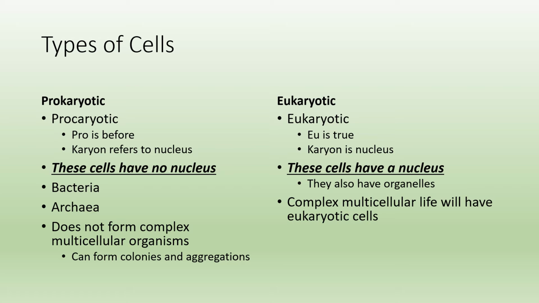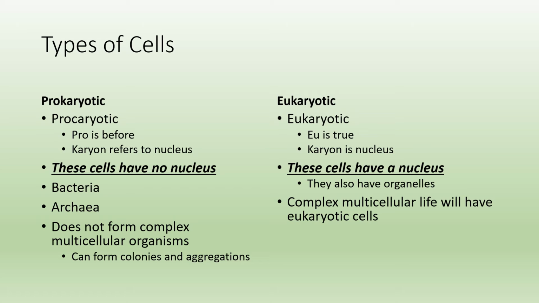We're going to talk about what a nucleus is in a bit. Eukaryotic cells also have other small structures inside of them that are called organelles. The nucleus holds the genetic material of the eukaryotic cells, and the organelles all have different distinct functions.